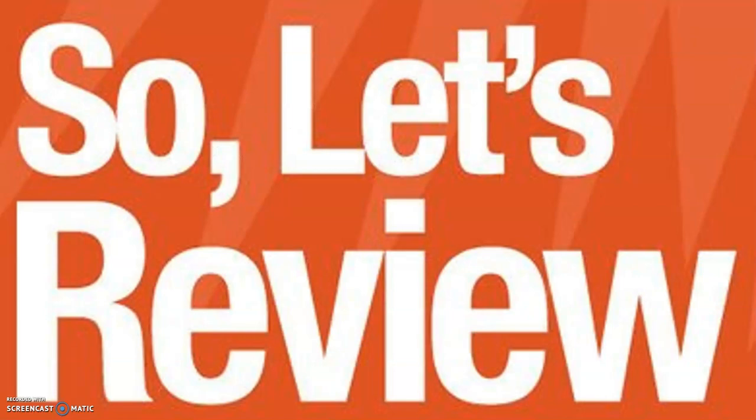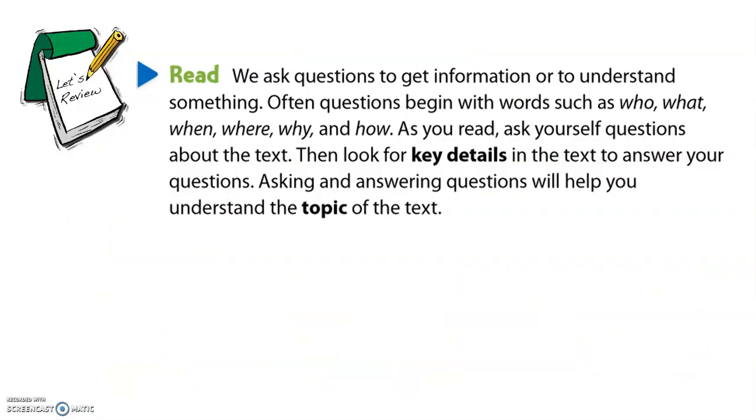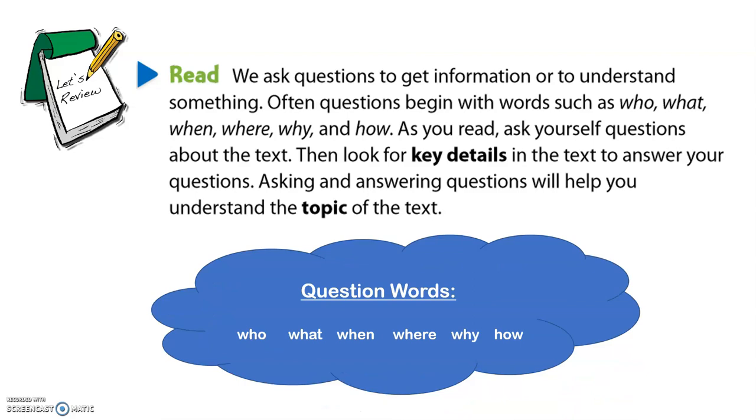So let's review. We ask questions to get information or to understand something. Often questions begin with words such as who, what, when, where, why, and how. As you read, ask yourself questions about the text. Then look for key details in the text to answer your questions. Asking and answering questions will help you understand the topic of the text. Remember, our question words are who, what, when, where, why, how.